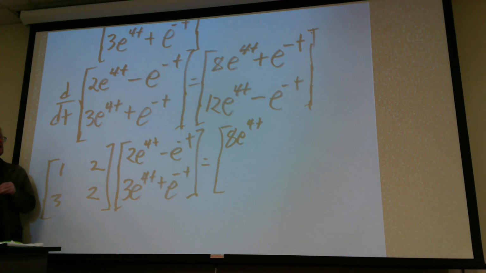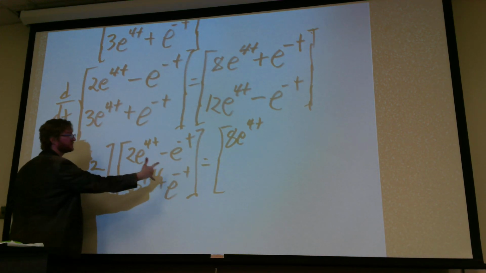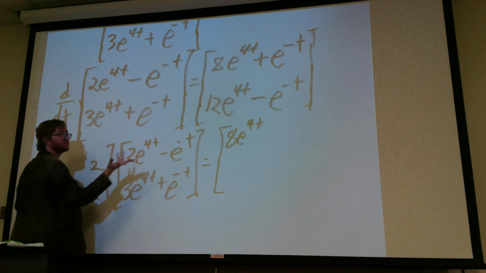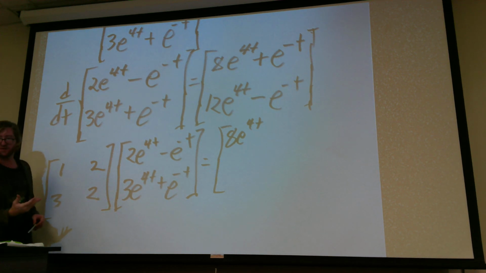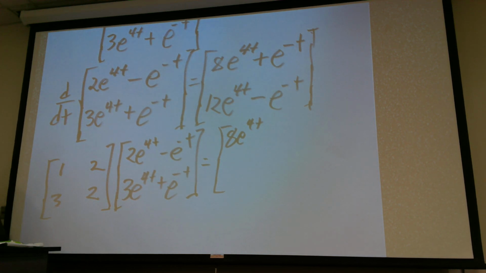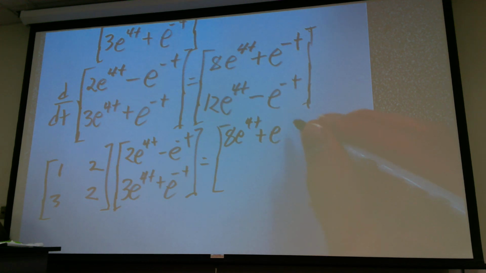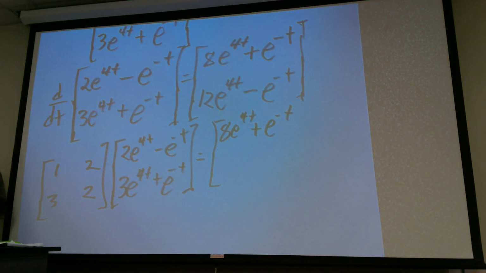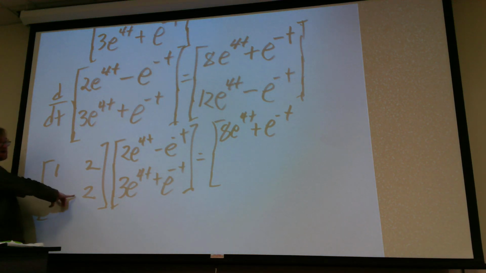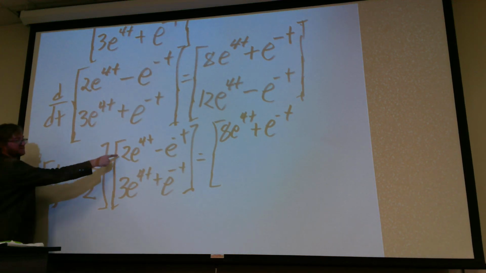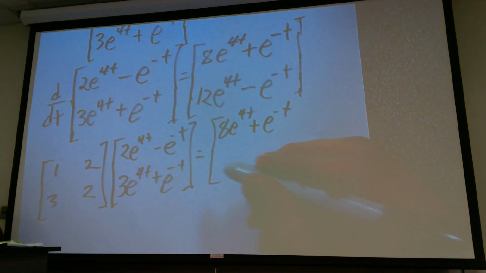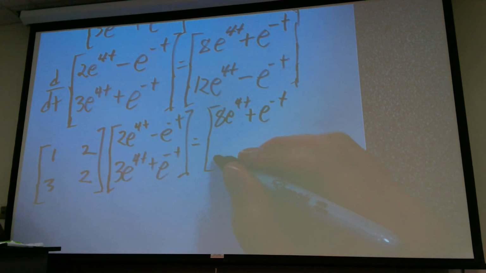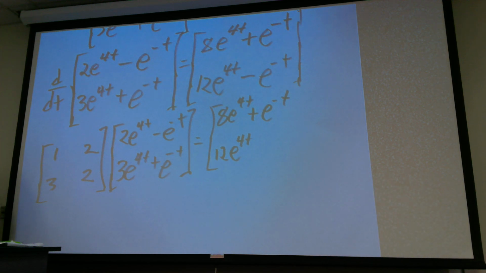Okay. Now 1, 2 acting upon these guys over here. So 1 acting upon the negative 1 is going to be negative, and then 2 acting upon the positive 1 is going to be positive 2. So a negative 1 and a positive 2 is going to turn that into positive. Okay. Now 3, 2 acting upon this guy right here. So we multiply 3 times 2 and 2 times 3. That's 6 plus 6, which is going to be 12 e to the 4t.